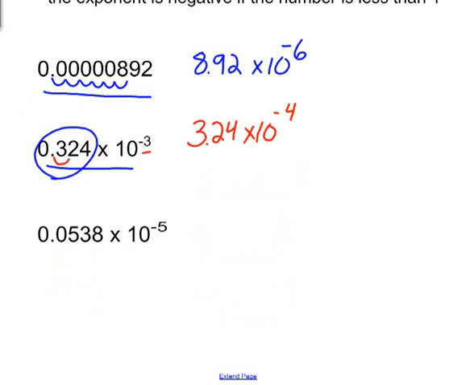Our last number is 0.0538 times 10 to the negative 5. We need to move our decimal place 2 places over so that our coefficient is between 1 and 10. So our coefficient becomes 5.38 times 10. Our exponent was already negative 5. We have moved the decimal place 2 more places over, so it is negative 7.